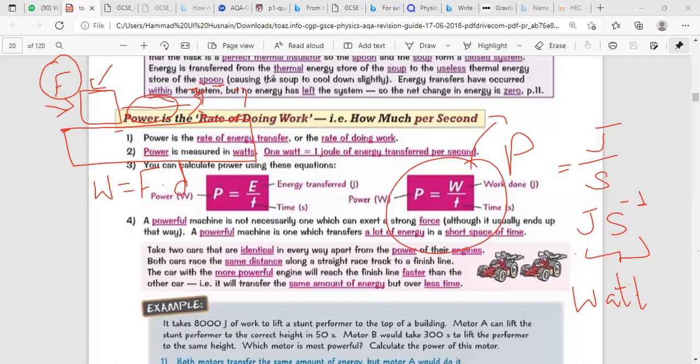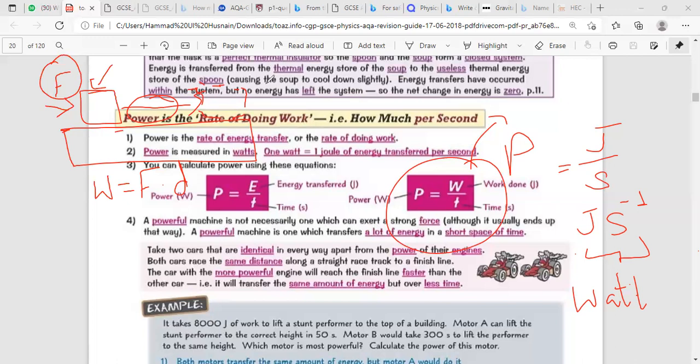Now if you do the work in a smaller amount of time, you will have more power. Or you can say that if a body has more power, it will require little time in order to do a particular amount of work, right?